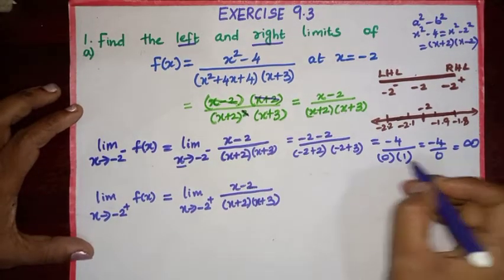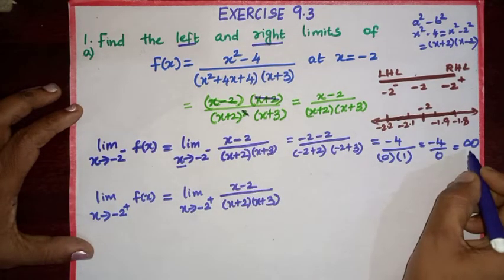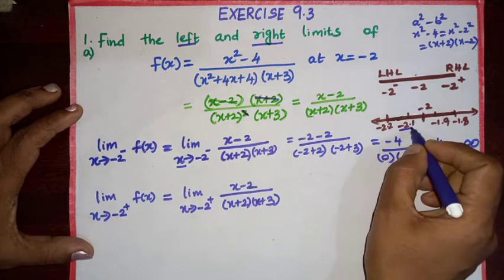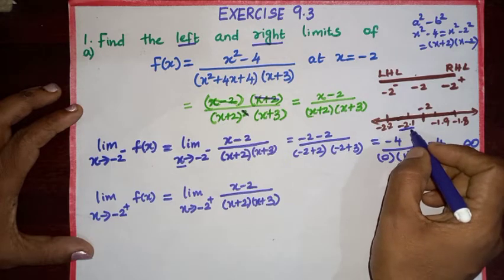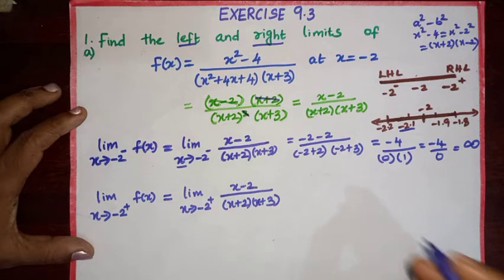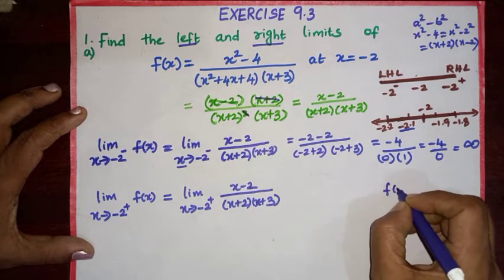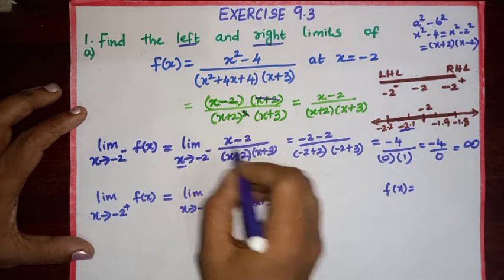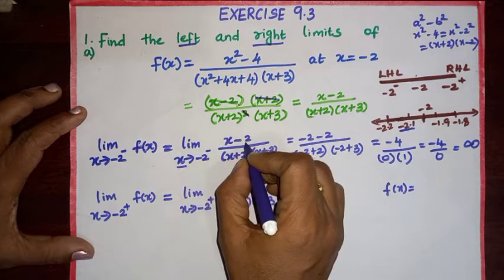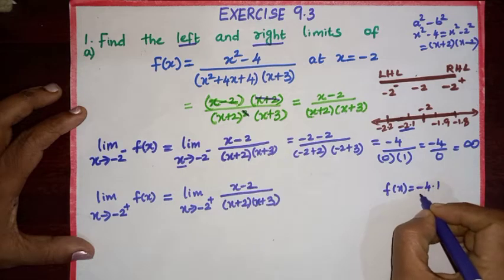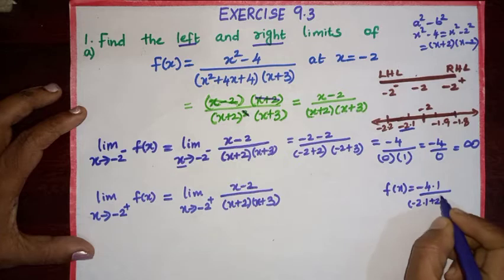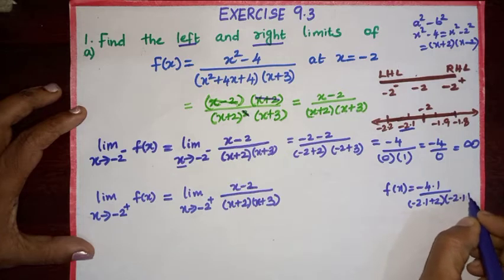Now, I am going to check whether the left hand limit belongs to plus infinity or minus infinity. For that, I am going to select one of the values less than minus 2. That is, I am going to take minus 2.1 as x value. Now, I will do it in the rough column. f of x equal to, when I substitute x as minus 2.1, I will get minus 2.1 minus 2 is minus 4.1, by the denominator minus 2.1 plus 2, minus 2.1 plus 3.